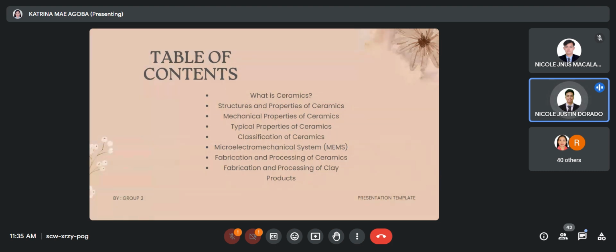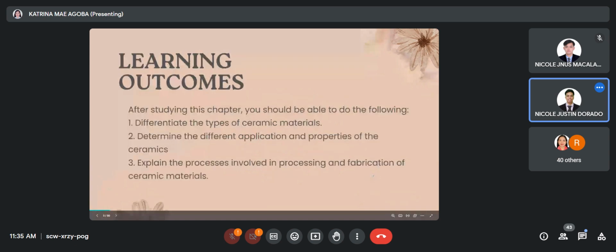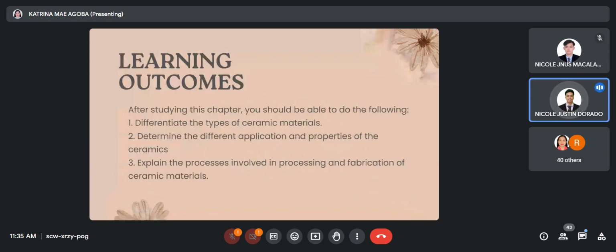All of those will be discussed by the reporters of Group 2. So, next slide. After we discuss all those topics, you can differentiate the types of ceramic materials, determine the different application and process of ceramics. And lastly, you can explain the process involved in processing and fabrication of ceramic materials. So, let's start the discussion.